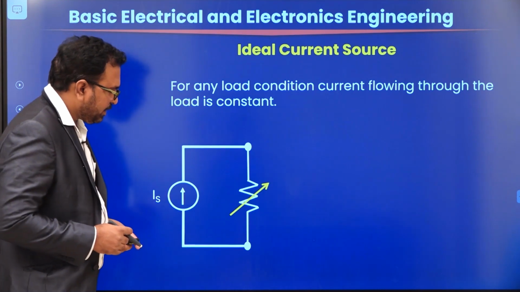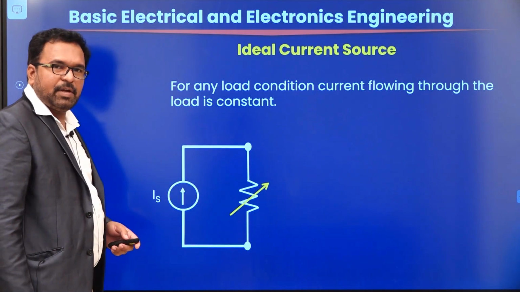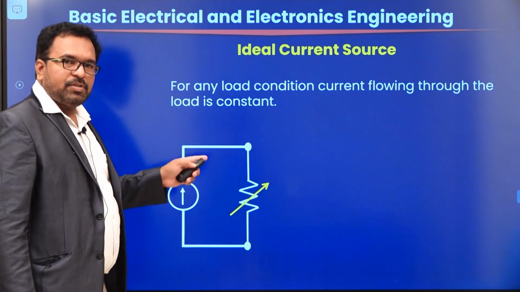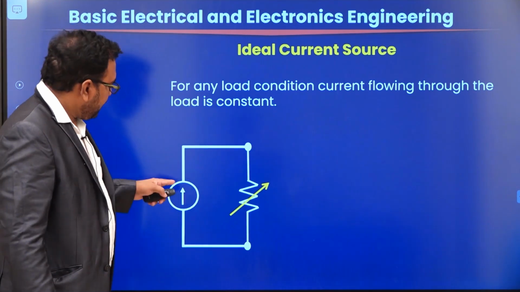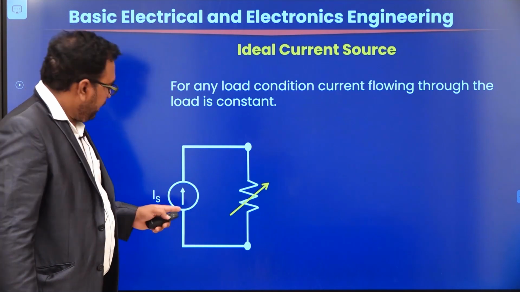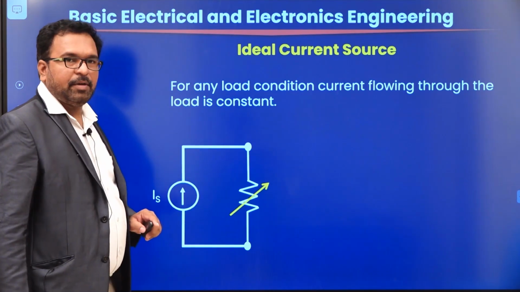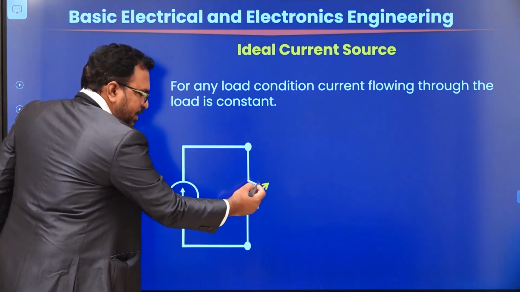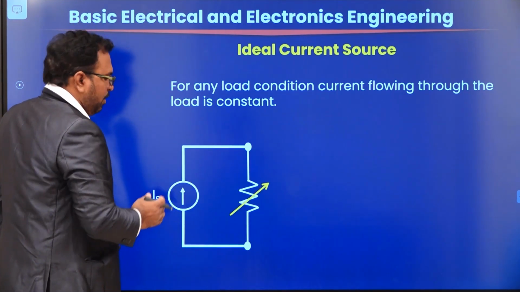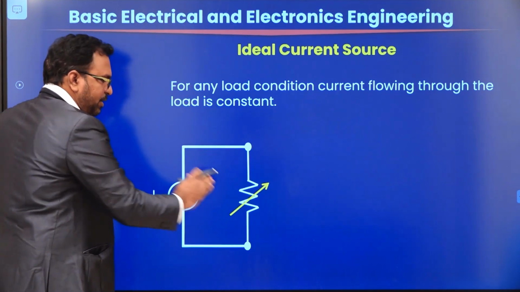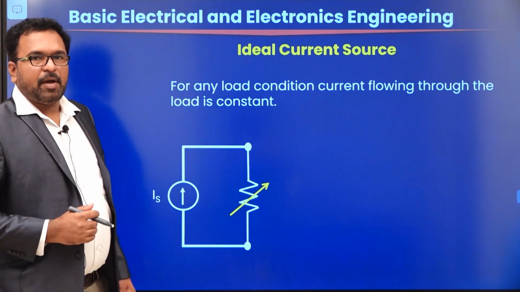Now I have connected a resistor and I am going to vary the resistance value. The property of a resistor is that it has to oppose the current flow. But what is the property of ideal current source? It has to deliver constant current. How is this going to happen? If you vary the resistance, current must vary. But the ideal current source property is that it has to deliver constant current.